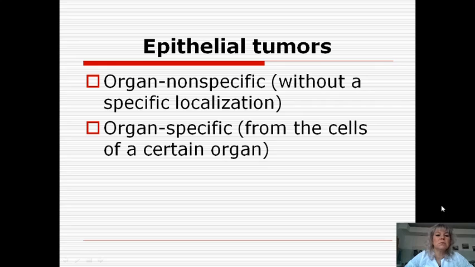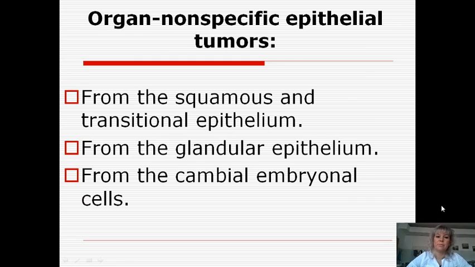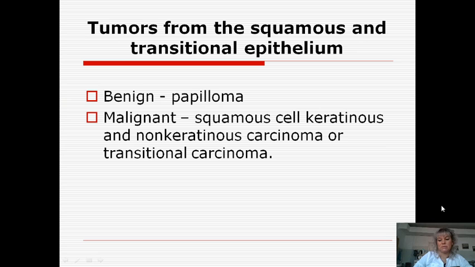And more about different types of tumors. At first, about epithelial tumors. Epithelial tumors can be organ-nonspecific, without a specific localization, and organ-specific tumors from the cells of a certain organ. And more about each of them. At first, organ-nonspecific epithelial tumors. There are 3 types of these tumors in this group: from the squamous and transitional epithelium, from the glandular epithelium, and from the cambial embryonal cells.